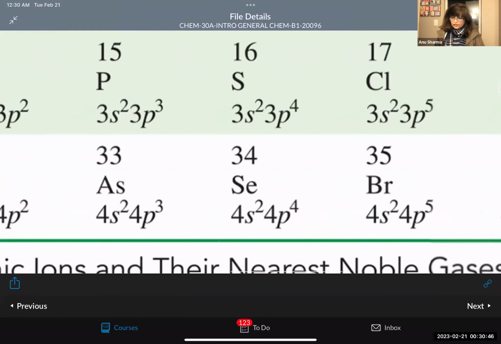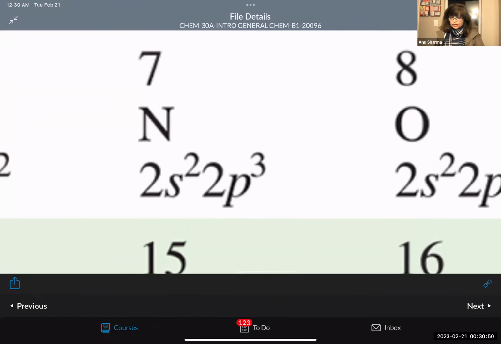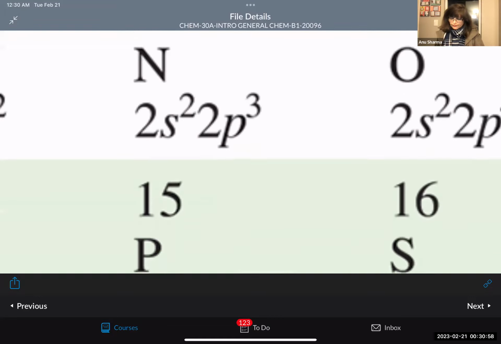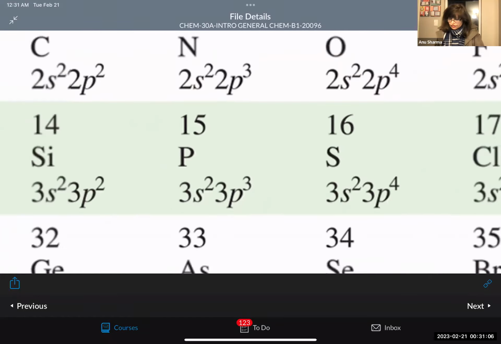Now look at group 5A. 5A is nitrogen, 2s2 and 2p3. So 2 from s and 3 from p together make 5 valence electrons, okay? Phosphorus is also the same thing, 3s2 and 3p3. So this 2 plus 3 is 5 valence electrons, okay?